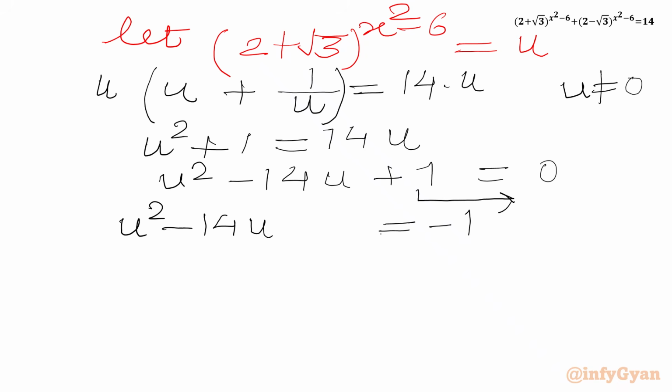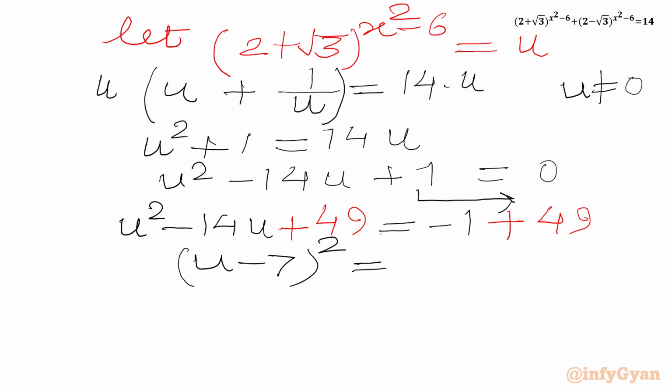The coefficient of u is minus 14. Half of minus 14 is minus 7. Square of minus 7 is 49. We'll add 49 to both sides. Now LHS will give us one perfect square, u minus 7 whole square, equal to 48.